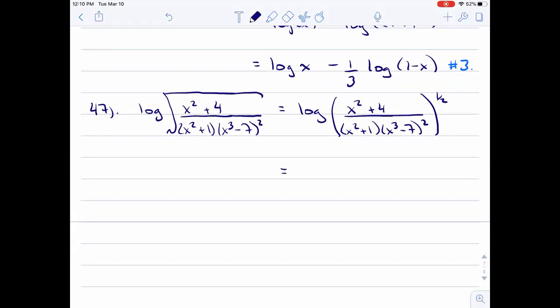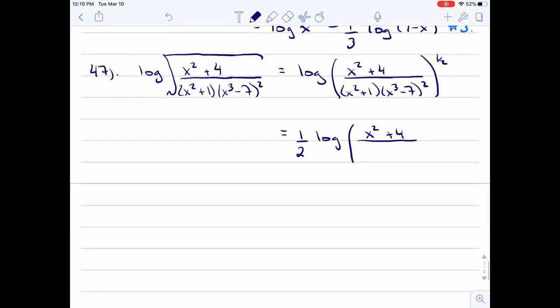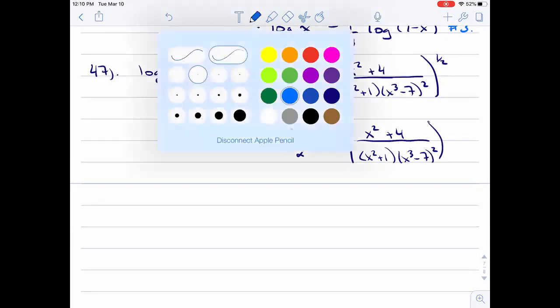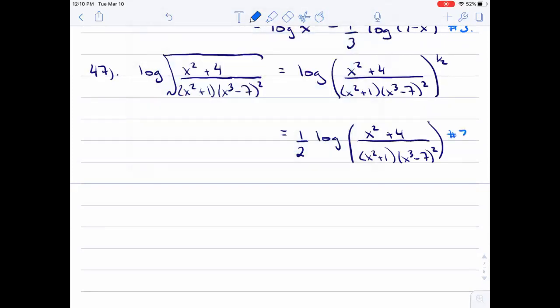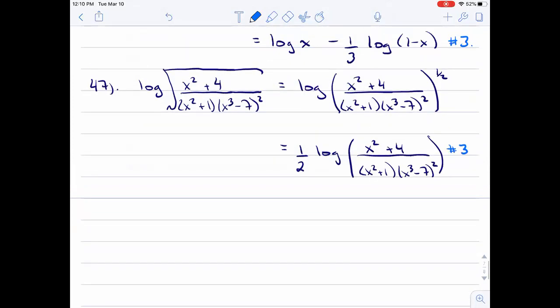But if I write 1/2 times the log of x squared plus 4 over x squared plus 1 times x to the 3 minus 7 squared, then I've used law number 3, where I've brought down that power in front, and now I don't have to deal with that, right? Now I can break up these logs.